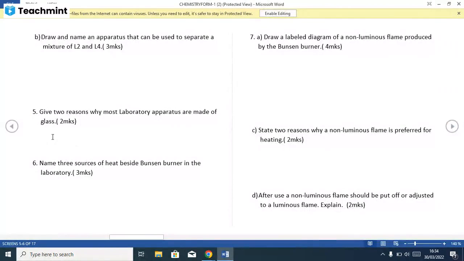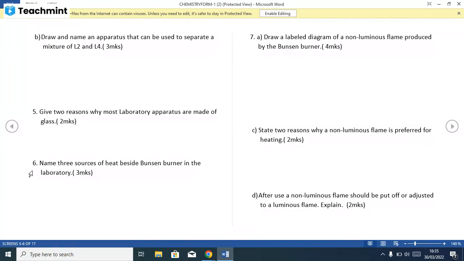Number 5. Give 2 reasons why most laboratory apparatus are made of glass. That is repetition, we will not repeat it. Number 6. Name 3 sources of heat beside the Bunsen burner in the laboratory. There's a candle. A spirit burner. Yes, it's correct.